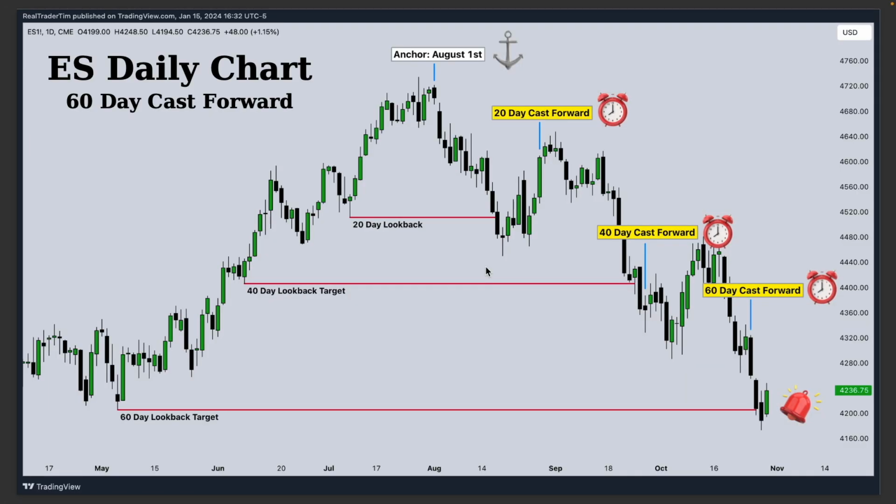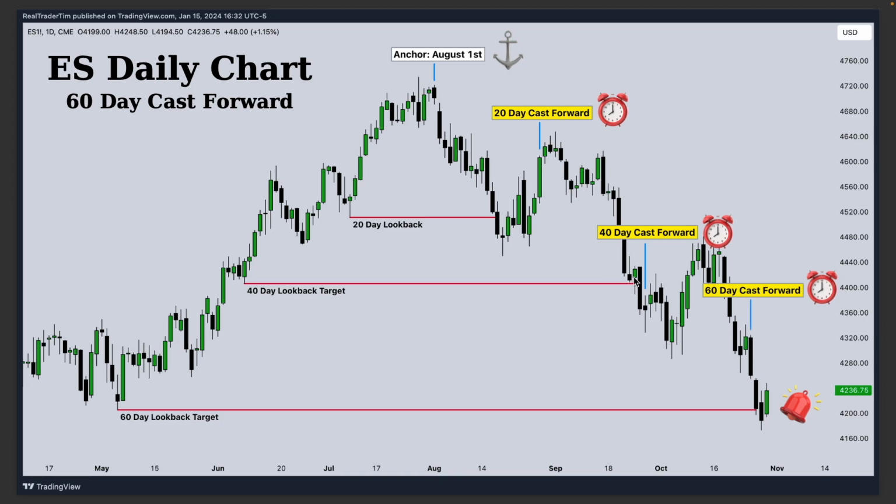So we identified our 60-day look back targets, but now we can get more information on when we could expect these targets to get met using the 20-day, 40-day, and 60-day cast forwards. Like mentioned earlier in this video, we're just using that same anchor that we used to find our look back targets. So that's still August 1st. And we're going to go forward 20 days. We're going to go forward 40 days. And we're going to go forward 60 days.